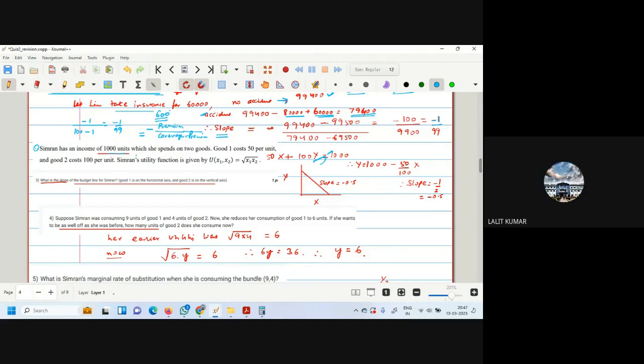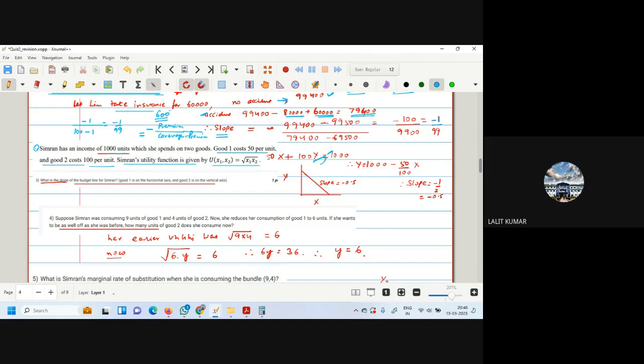Simran has an income of 1,000 units, which she spends on 2 goods. Good 1 costs ₹50 per unit. Good 2 costs 100 per unit. Simran's utility function is root of x1 x2. So what is the slope of the budget line for Simran?